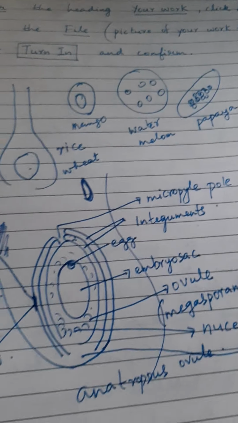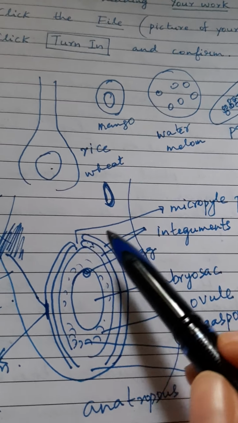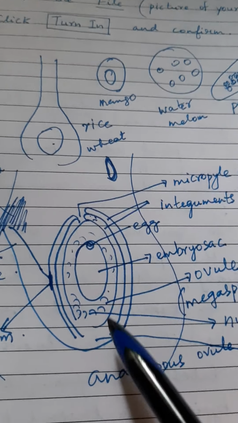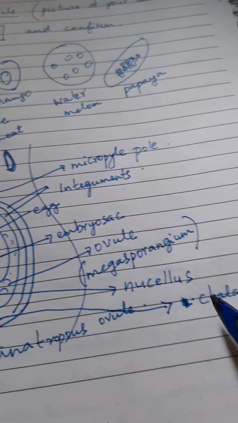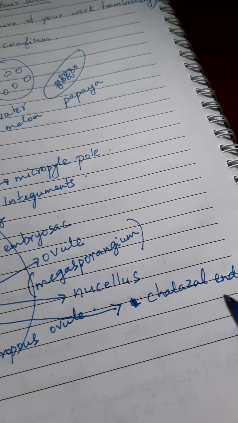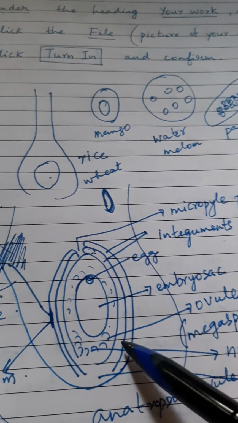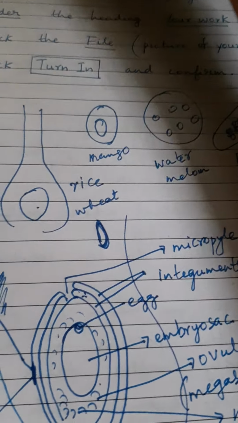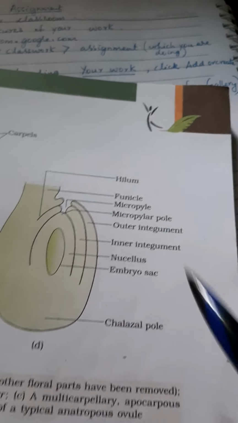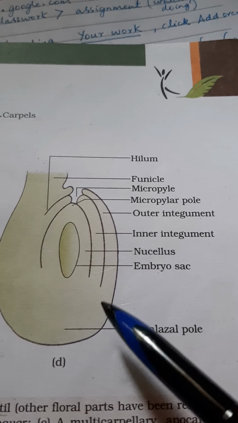So there you can see the micropylar pole, and then you can see the opposite pole, which is called chalazal end or chalazal pole. Just like we say north pole, south pole, like that. So the same picture you will get in the textbook. This is the picture which you have to study.